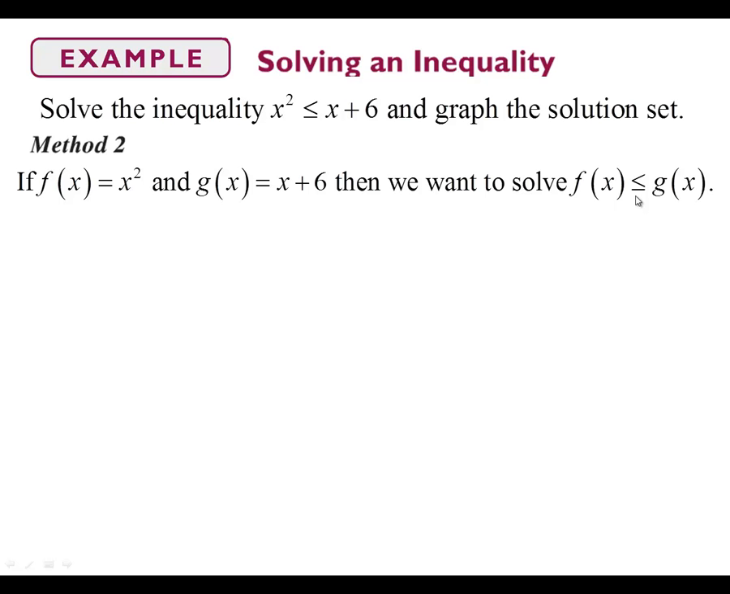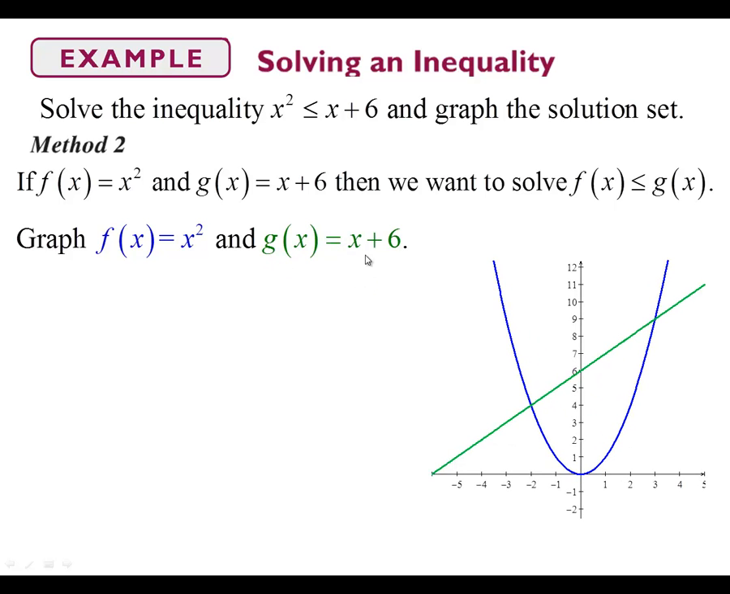And so we have f of x is one parabola, g of x is a line. And so here's a parabola for f of x equals x squared, and then here's g of x, the green line, is x plus 6. And so we're looking at these 2 points of intersection.